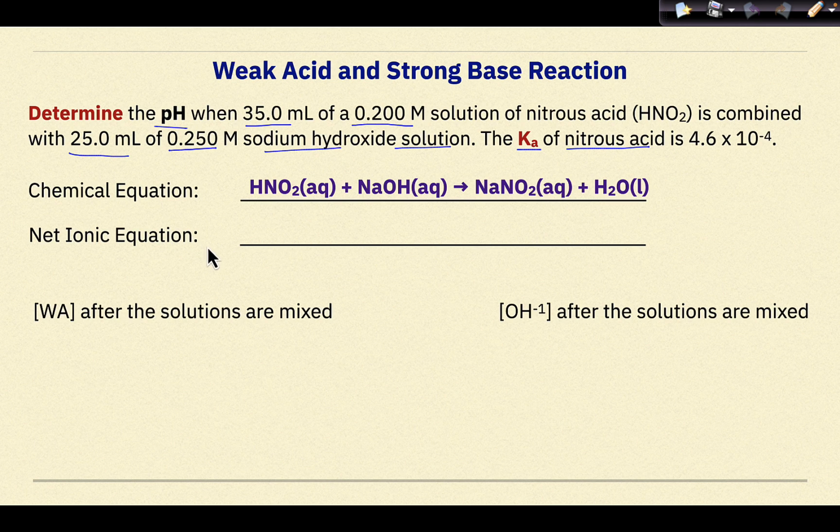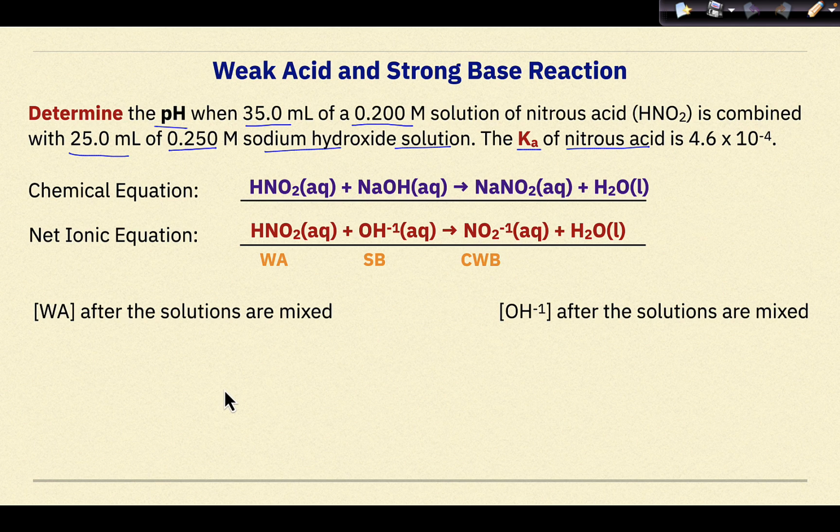The net ionic equation here is HNO2 plus OH⁻ yields NO2⁻ plus H2O. We'll notice that Na has been removed from this net ionic equation as it is a spectator ion. When we examine this net ionic equation, we recognize that HNO2 is a weak acid, the OH⁻ is going to represent our strong base, and the NO2⁻ is our conjugate weak base.